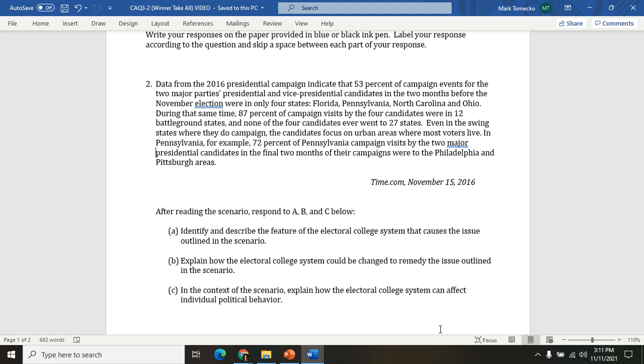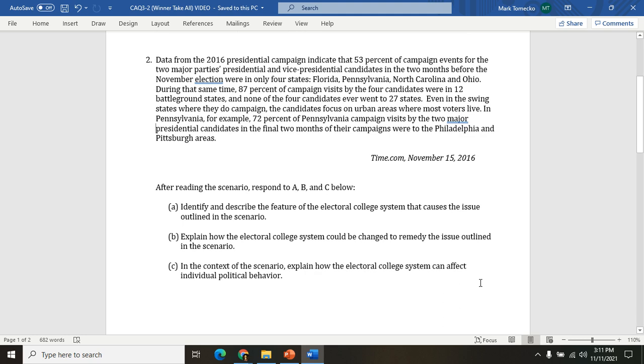Now in Part B, explain how the Electoral College system could be changed to remedy the issue. So how do we fix this? How do we get candidates to maybe campaign in more states? Now, as I've used this FRQ in the past, I've had students come up with some rather outlandish solutions, bordering on unconstitutional, or just kind of bizarre scenarios. I hate to mock those answers, but I just want to point out that sometimes you overthink it.